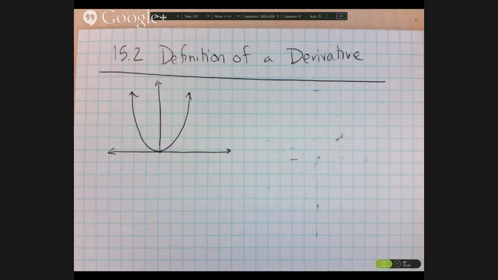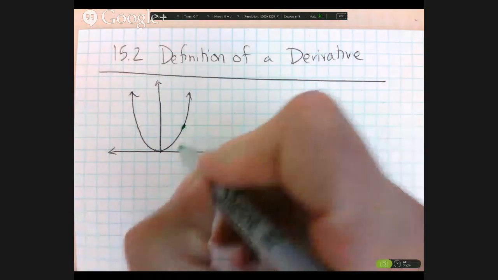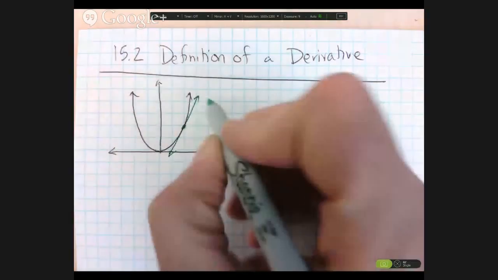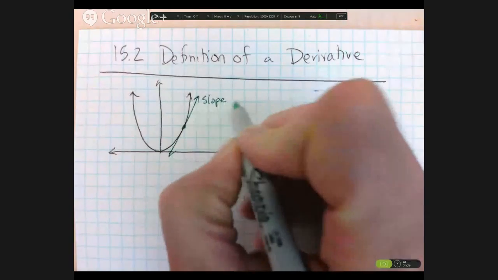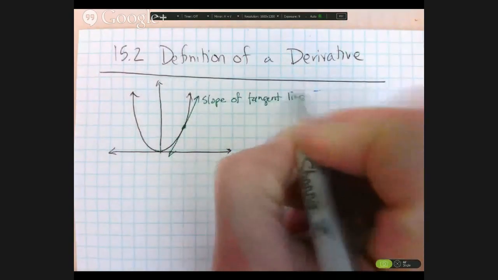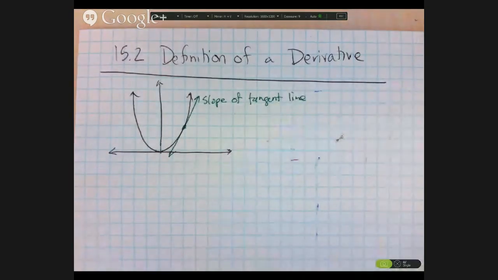All right, so the definition of a derivative. We're live. We've been talking about, I'll reiterate this, calculating the slope of a tangent line, right? We went through secant lines. We've been through estimating slope of tangent lines. Today we're going to calculate it exactly.